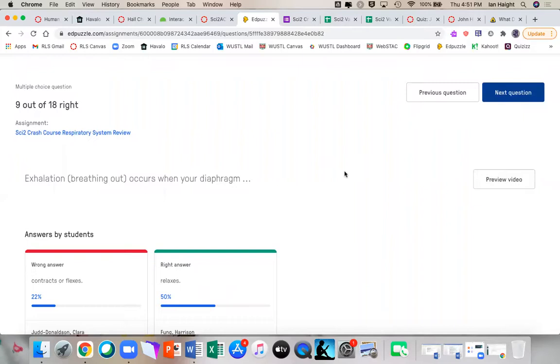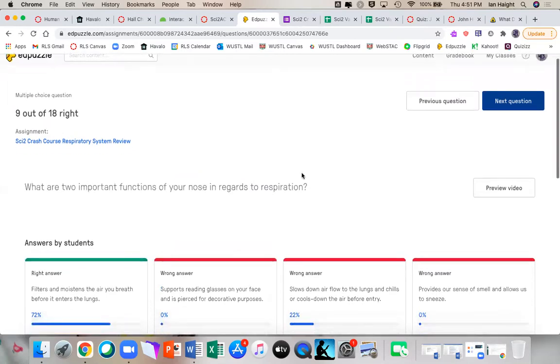Exhalation or breathing out is when your diaphragm relaxes. Again, the best way to think about this is just to take a deep breath yourself, right? If you breathe in, you can kind of feel your chest flex and expand, but when you breathe out, it's more of a relaxing motion, right? Your chest shrinks back to its original size. So I know it's a little weird to think, but even though you're pushing air out, it's actually a relaxing motion. Your diaphragm is not flexing anymore.